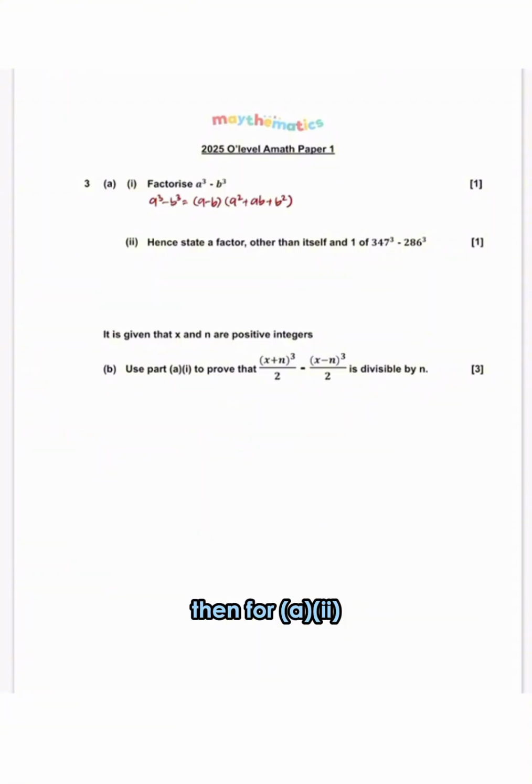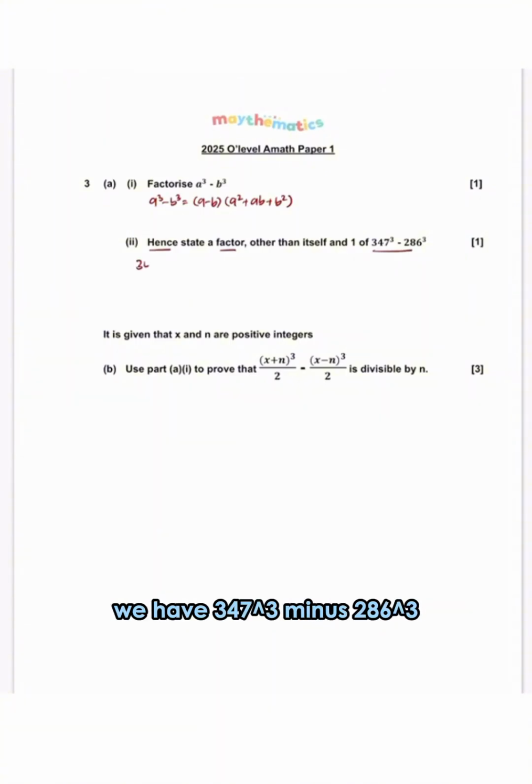Okay. Then for part ii, hence state a factor, other than itself, of 347 cubed minus 286 cubed. A factor of this expression simply means we need to find out what number times what number gives me this expression. And this is a hence question, which means we must make use of our answer in the earlier part.